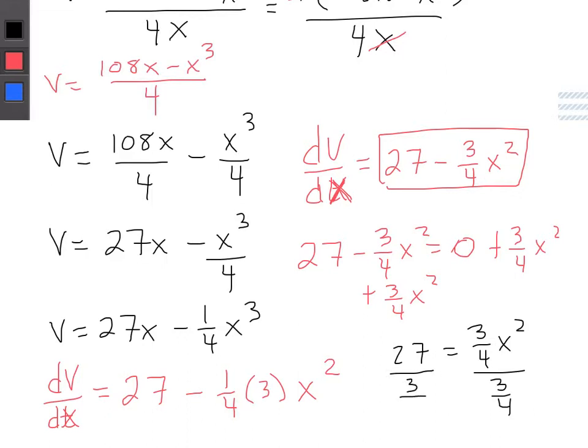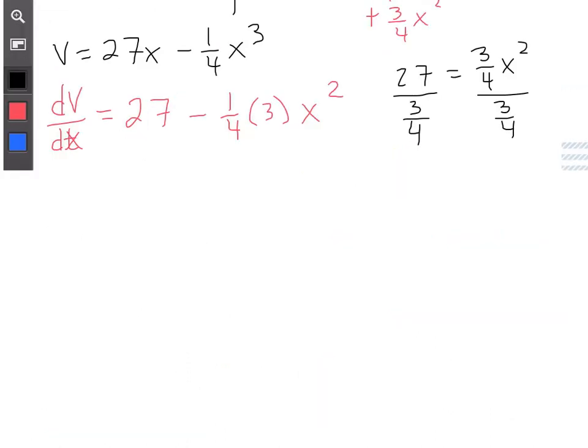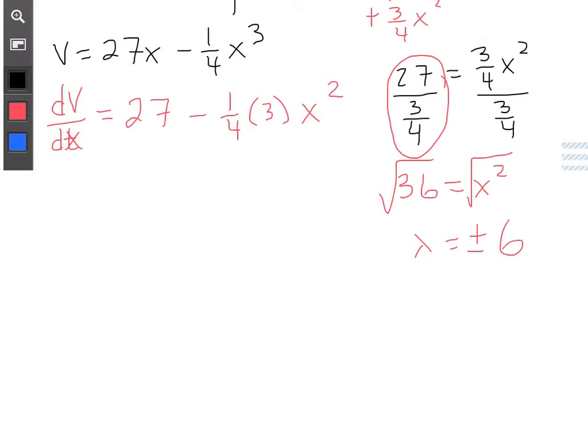Y'all type in your calculator what 27 divided by 3/4 is. And so as we keep working, 27 over 3/4 is 36, which equals x squared. And now I'm going to square root both sides, and when I do, I get x equals plus or minus 6. Now, as we think, our x represented in our image, okay, our x represented what?